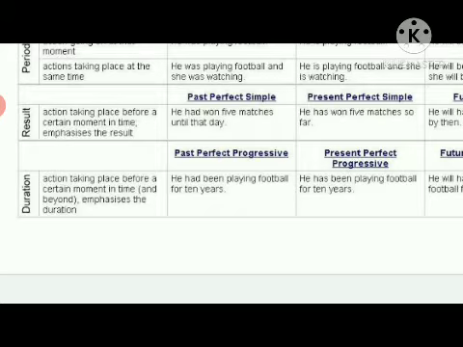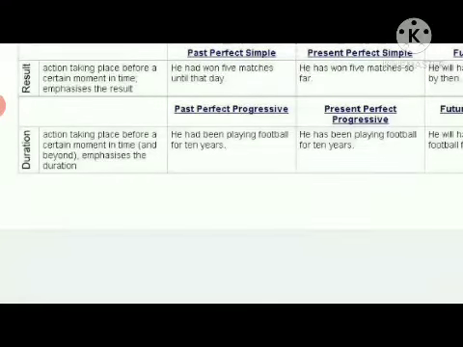In past perfect continuous, we'll be using had been plus verb first form plus ing, and since or for with time. So for a fixed point in time, that is Monday, Tuesday, or at a fixed time like 6 p.m., evening, Thursday, Friday, any days, we'll be using since. But whenever a fixed point in time is not given, that is a period like 10 years, 3 months, we'll be using for. So he had been playing football for 10 years.